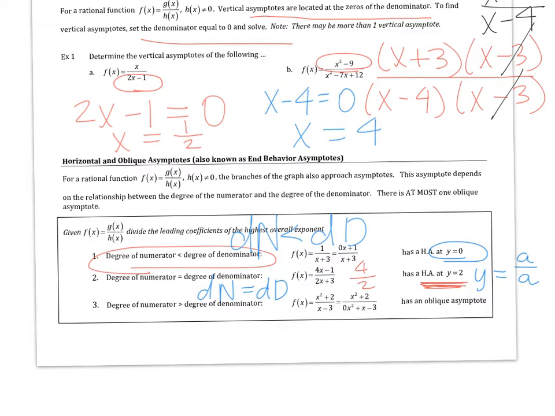And then finally, if the degree of the numerator is greater than the degree of the denominator, we're going to have an oblique asymptote, which we'll find using long or synthetic division. And we'll talk about that on the next page.